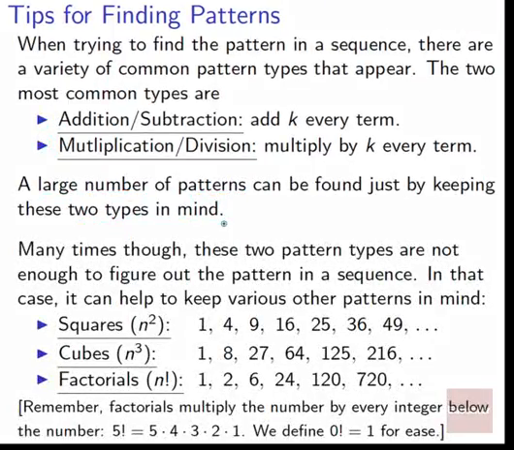However, those aren't the only kinds of patterns that you wind up seeing. So these two pattern types are not enough to figure out the pattern for all sequences. In that case, it can help to keep various other patterns in mind. A good one to keep in mind is the squares, n squared. So 1 squared, 2 squared, 3 squared, 4 squared, 5 squared, 6 squared, 7 squared, but often you won't see them as number squared because then it'd be really easy to recognize the pattern. So instead you see it as 1, 4, 9, 16, 25, 36, 49, and continuing on if they still have even more terms. So it just helps to keep that structure of numbers in the back of your head.